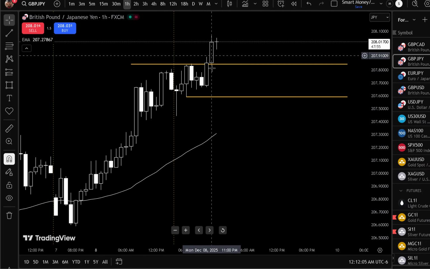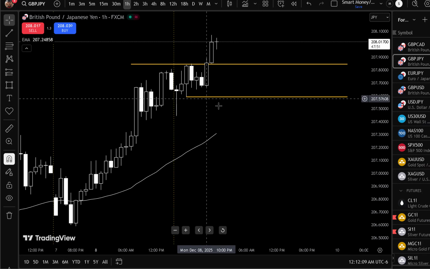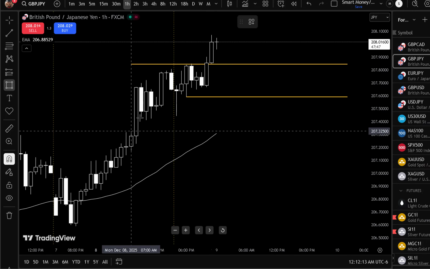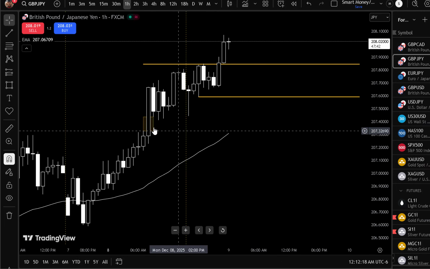Now, this here could have broken this low and come down because we have a fair value gap right here. That's internal liquidity.